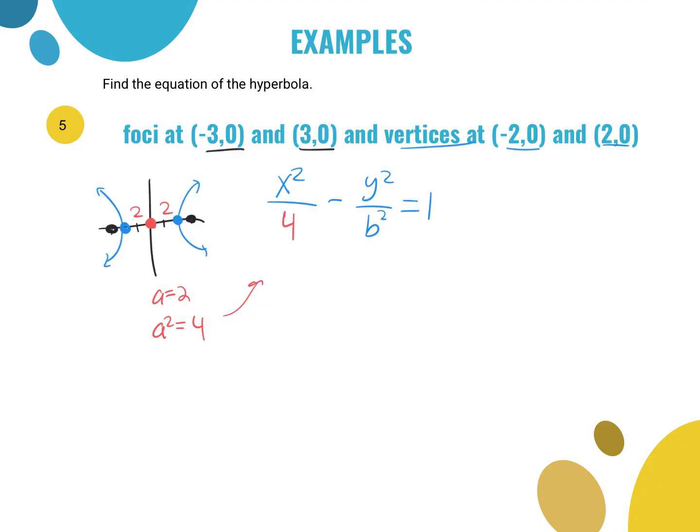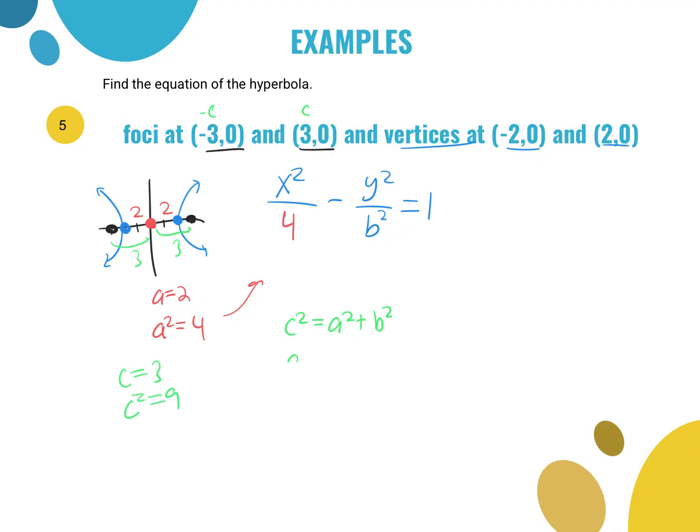The only thing left is to find our b squared, which, if we don't have any information given to us, we can get from this little formula: c squared equals a squared plus b squared. And remember, c is going to represent the distance from your center to your foci, or your focus. So it's going to be negative c and c. That means your c value is going to be this distance, so 3 units and 3 units. So I have c equals 3, and so c squared is going to equal 9.